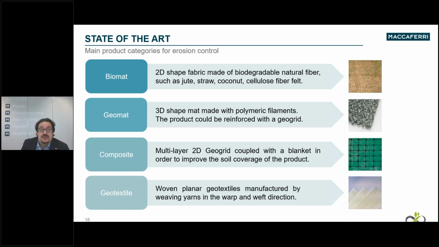The biomat, that are bidimensional fabric made of biodegradable natural fibers; the geomat, that are 3-dimensional shape mats made with polymeric filament and sometimes reinforced with geogrids; composite, that are all the multi-layer products where you have a geogrid or a reinforcement coupled with a blanket in order to improve the soil coverage of the product; and the geotextiles, that are typically woven planar geotextiles that are used to cover the slopes.